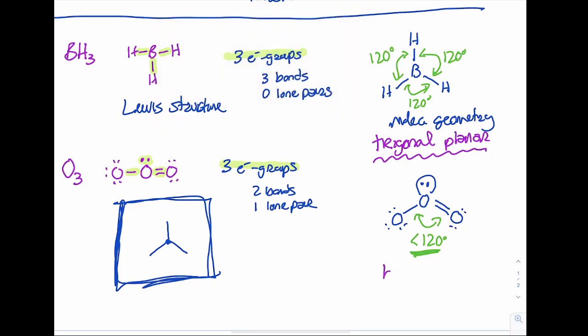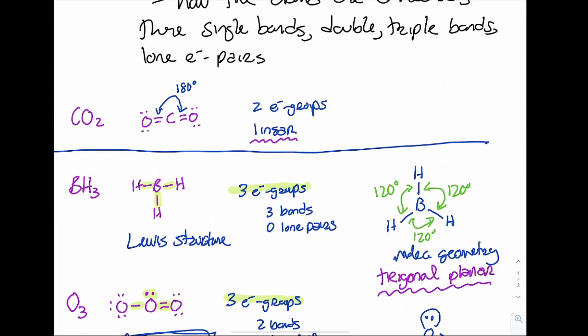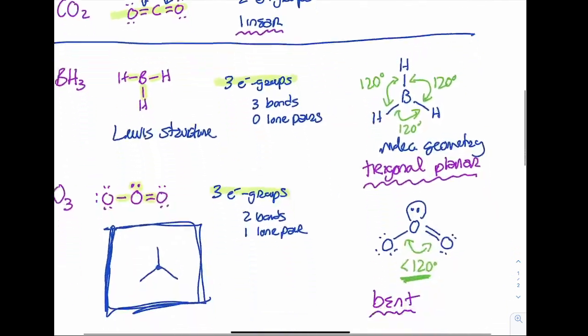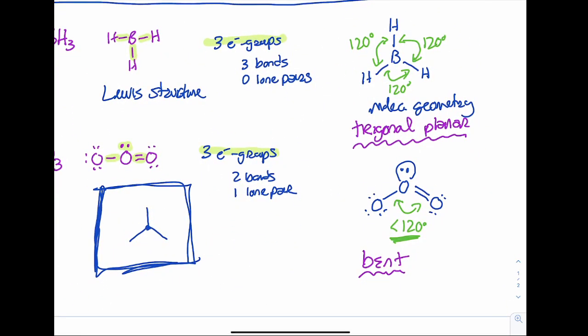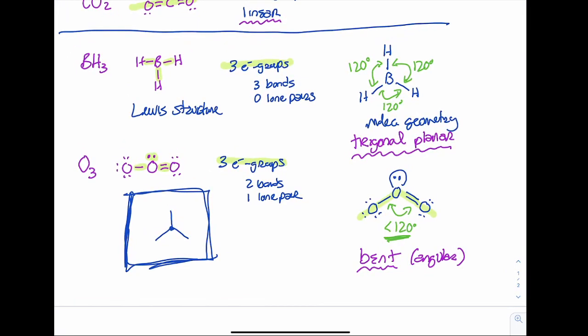The name of this one is bent. And that one's easier to remember if we go up here and look at this one that's linear. Linear means I have essentially 3 atoms in a straight line. This one, I have 3 atoms, but it's not in a straight line, it's bent. Also called angular. You may have learned it that way. I don't use that one very much, but bent and angular are the same. So either one of those is correct. And that's it for our 3 electron groups.